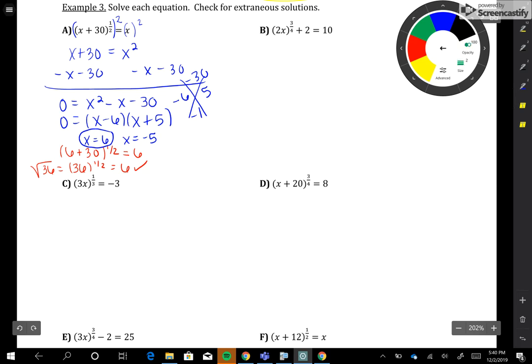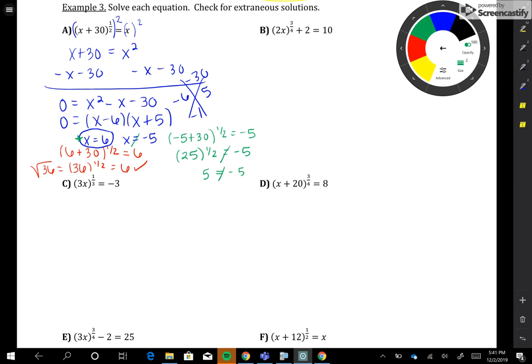So let's check x equals negative 5. So negative 5 plus 30 to the 1/2, does that equal negative 5? Well, this would be a positive 25 to the 1/2 power. Does that equal negative 5? And the answer to that is no, because 25 to the 1/2 power would actually give us positive 5, not negative 5. So x equals negative 5 is an extraneous solution, so we just have one solution, x equals 6.